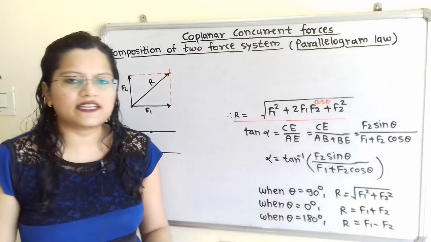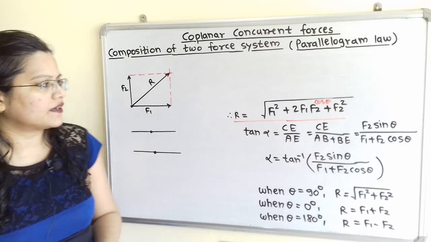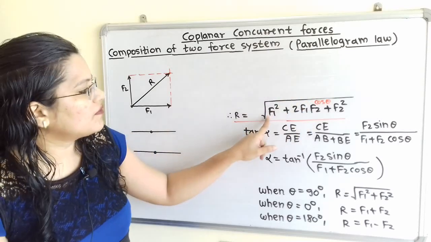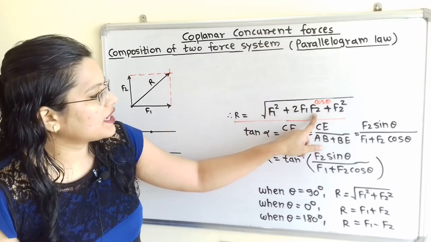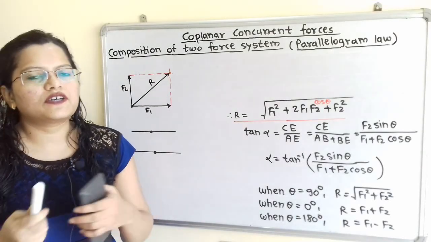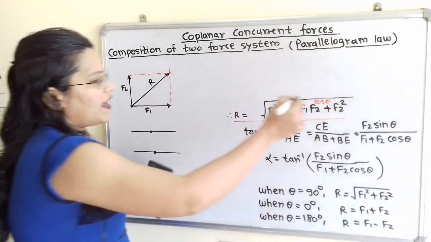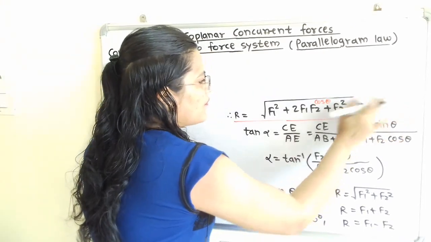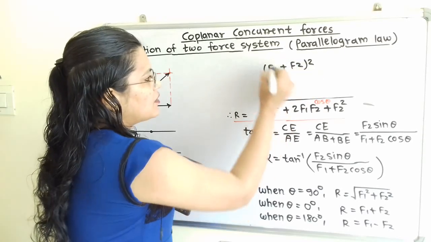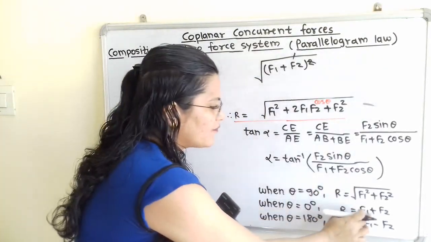Now next, when theta is equal to 0 degrees, cos of 0 is equal to 1. So this formula will become under root of F1 square plus 2F1 F2 plus F2 square. This is the formula for A square plus 2AB plus B square, that means A plus B bracket square. So if I write here, it is equal to under root of F1 plus F2 bracket square. This under root and this square are getting cancelled, and here is F1 plus F2.